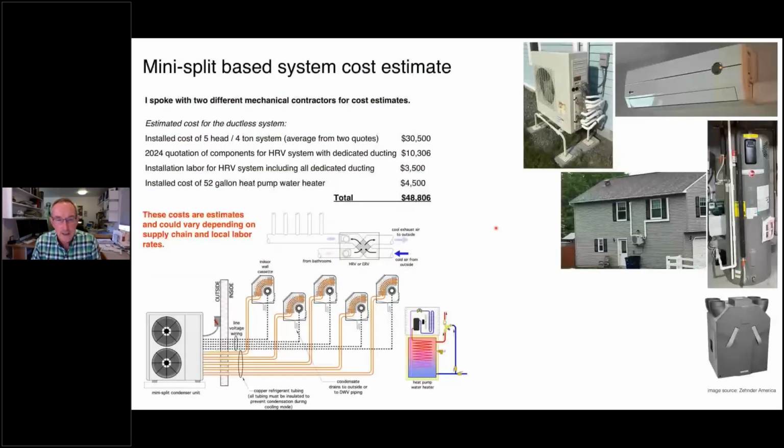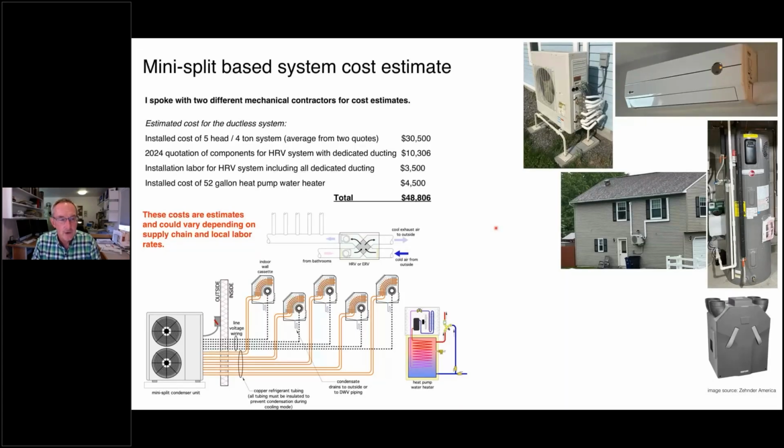Okay, so that kind of leads us up to, I'm sure, what you're thinking about. How much do each of these systems cost? I have contacted 2 different mechanical contractors. I asked them the same question. I want to do a 5-head, 4-ton ductless system. And I took both cost estimates and I averaged them out and came out to $30,500. That's an installed cost for the condenser, the 5 units, all the refrigerant piping, the wiring, ready to run.